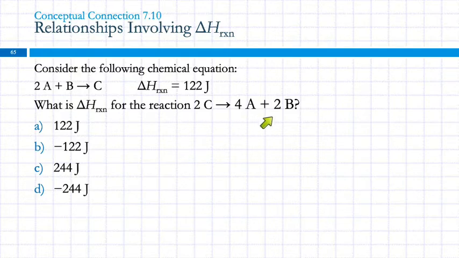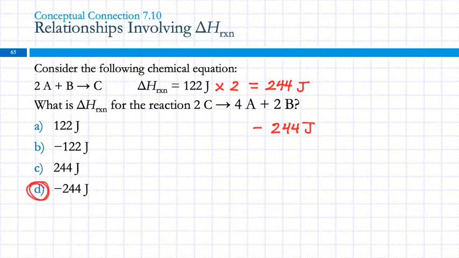What is different about this reaction compared to that one? It's multiplied by 2. So I need to multiply delta H by 2. What else is different? It's backwards, right? So it's backwards, and so I need to multiply by -1. That doesn't look right. That's subtracting 1. Oh, it's minus 244. So it must be this one down here. Any questions?